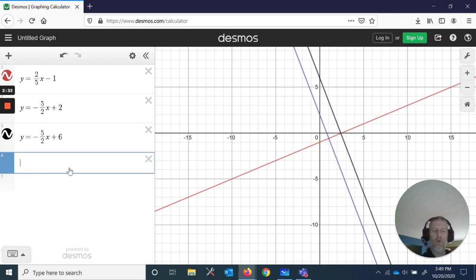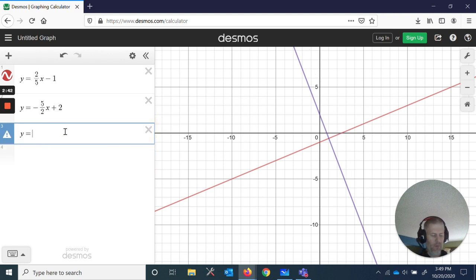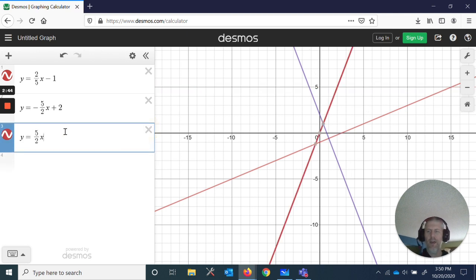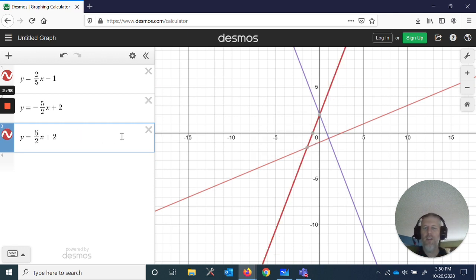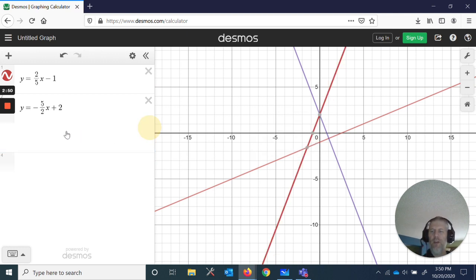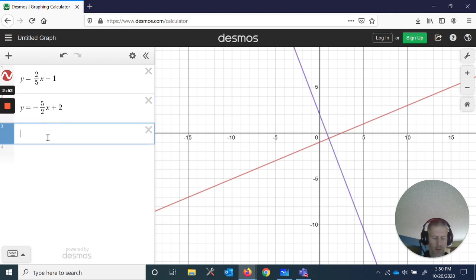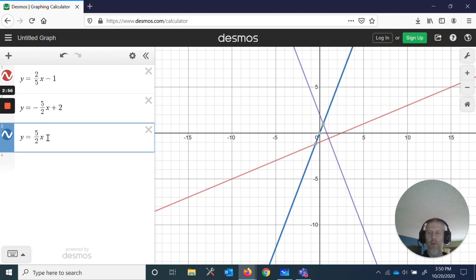So let's talk real quick about what happens if I just do part of the opposite reciprocal. I'm going to delete this black one. So let's make this one y equals 5/2 x plus 2. And actually, I'm going to do this again because I don't like that red color because it looks too close. Let's see if it'll give me a different color here. Yeah, blue. Plus 2. So we use the same y-intercept.